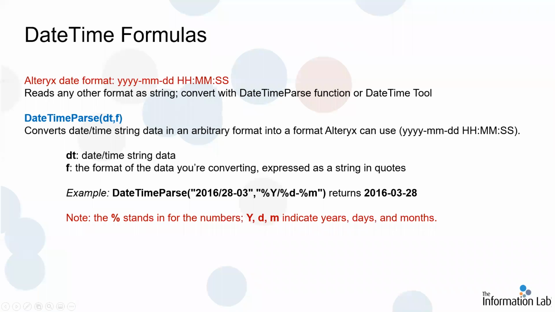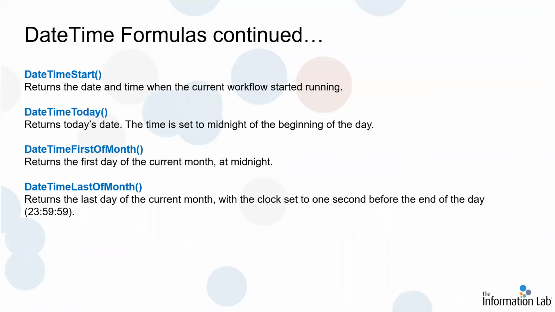We've also got DateTime start. So this one just returns the date and time when the current workflow started working. DateTime today, which just returns today's date. The time is set to midnight at the beginning of the day if you do have a time associated with your date. And we've also got the first of month and the last of month. So those do what they say on the tin.